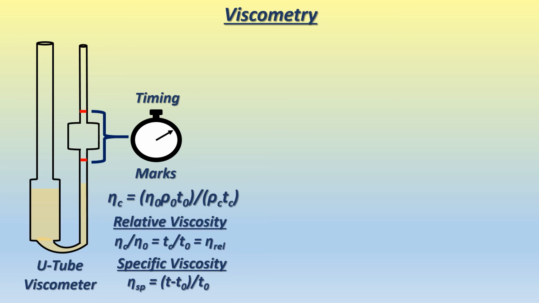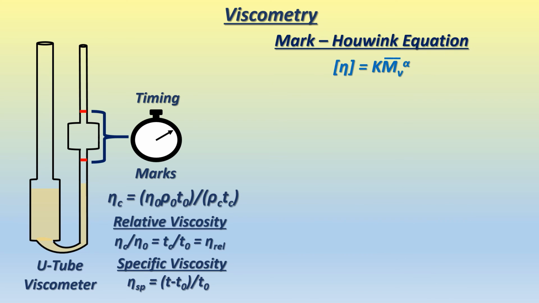These two terms are used in something called the Mark-Houwink equation, where the viscosity is some constant K times what is known as the viscometry average molar mass, M sub v, to some power alpha.